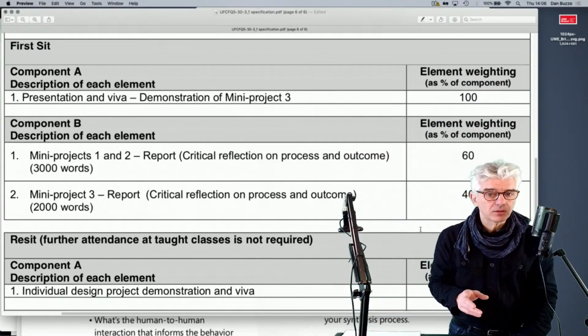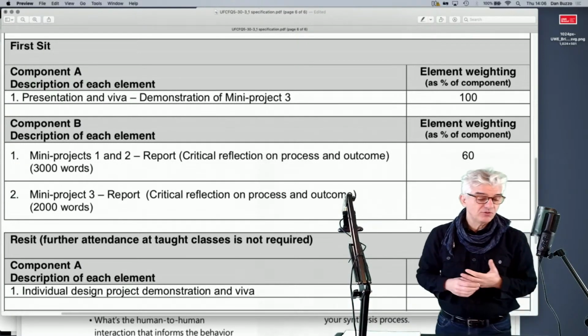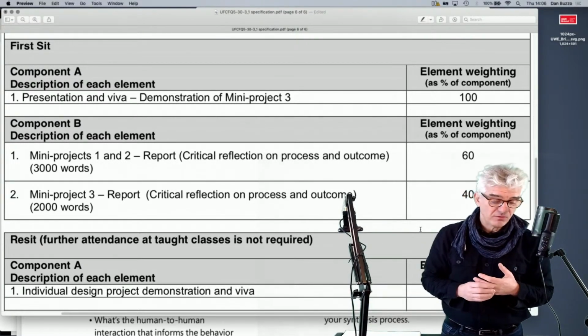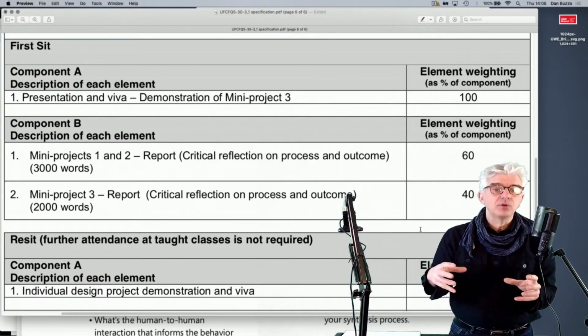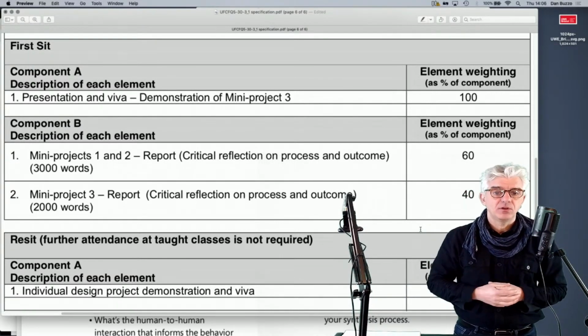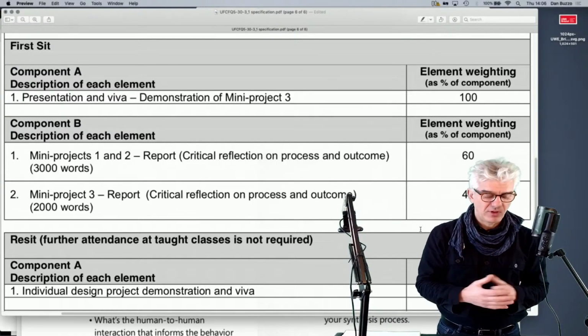Currently, and this may alter because of the COVID situation, the component A, the controlled conditions, is going to be a presentation and viva, so a demonstration of your mini project in one go. So that single assessment as part of controlled conditions will carry all of the 30%.